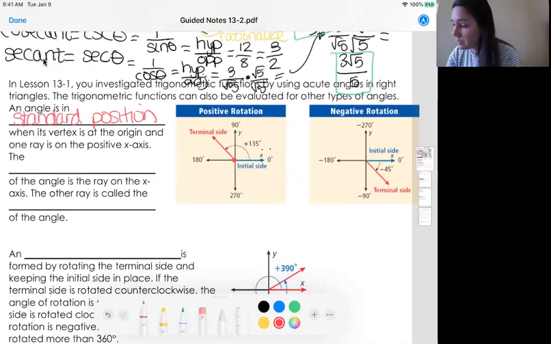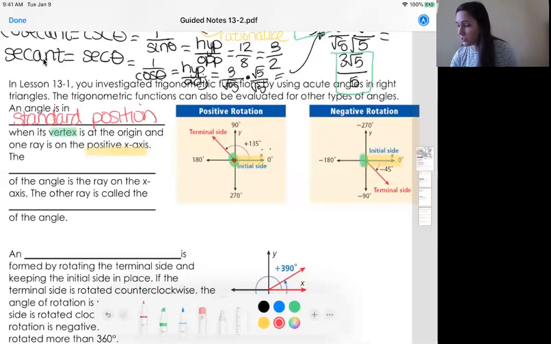So the positive x-axis, I'll just highlight it here. This is the positive x-axis. So here, both of these, we've got our positive x-axis there. It's that part that I highlighted in yellow. All right, and then the vertex, maybe I'll highlight it in green. So our vertex is there in green, right there at the origin, right? All right, so we've got two different sides. All angles have two sides, and these sides have special names.